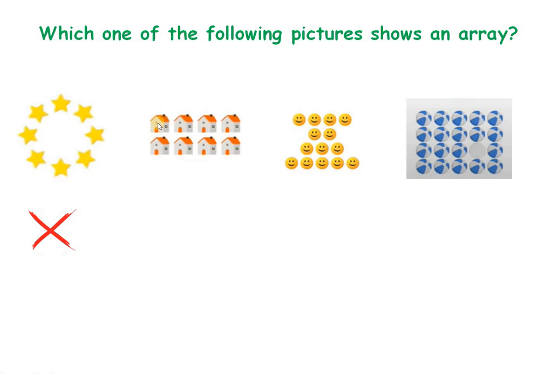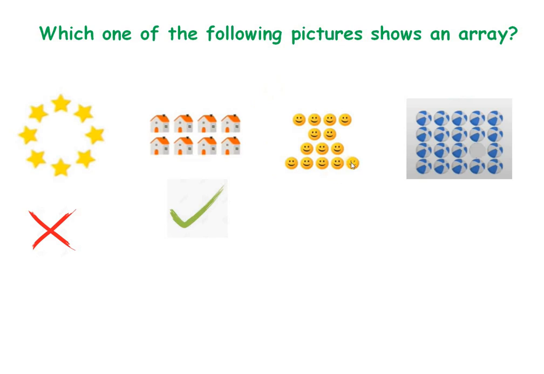The first column has 1, 2 houses. The second column also has 1, 2 houses. The third column also has 2 houses, and the fourth column also has 2 houses. So the number in columns and rows is equal. So yes, this is an array.